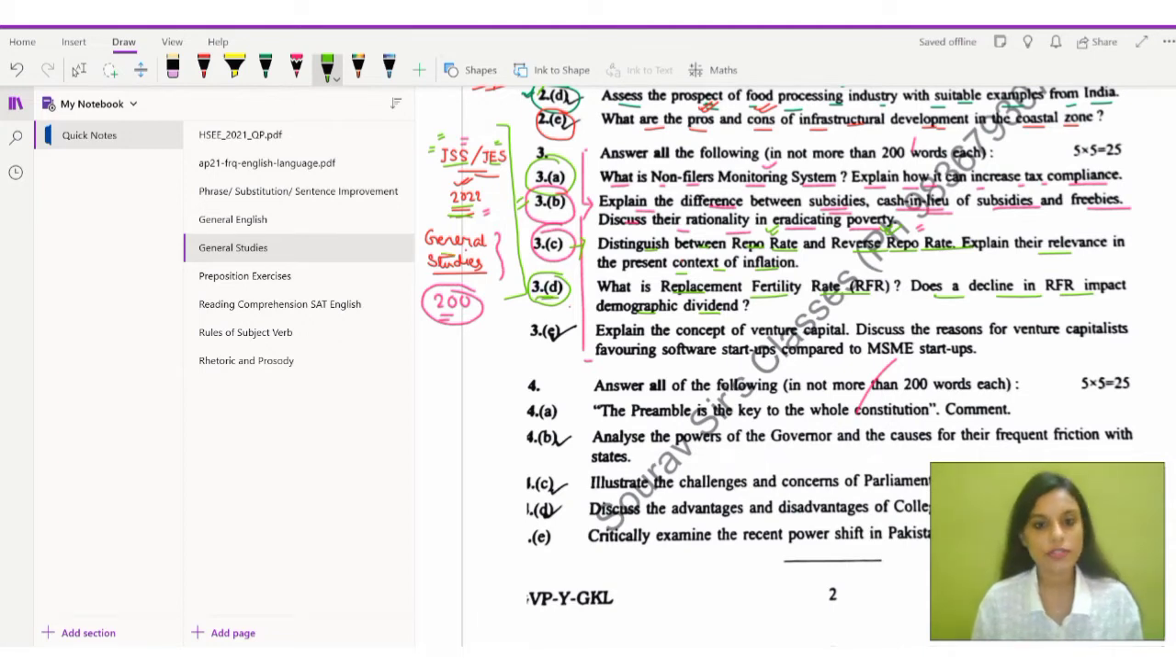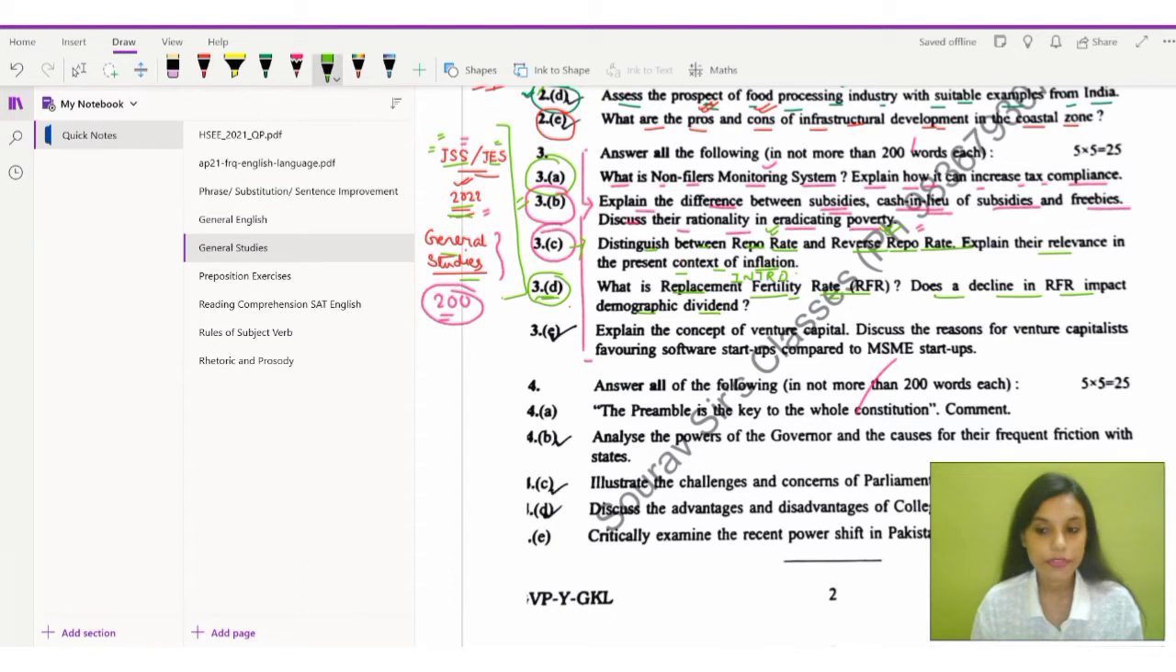It is from the general studies paper. Here you need to write your answers for all the questions in 200 words, not exceeding the word limit. As I have read the question for you all, for the replacement fertility rate, you need to talk about it. First you need to talk about the intro portion, like you need to introduce the topic in the question that is provided. You need to define the replacement fertility rate.